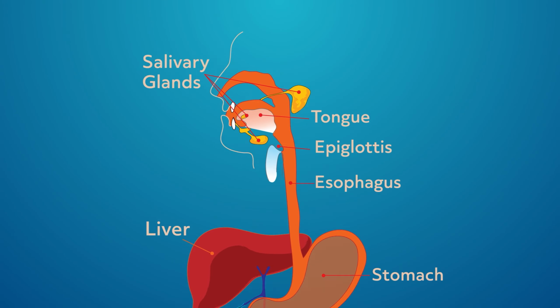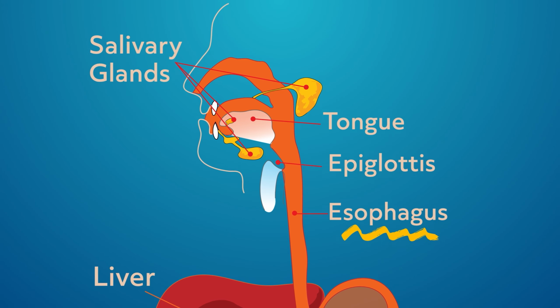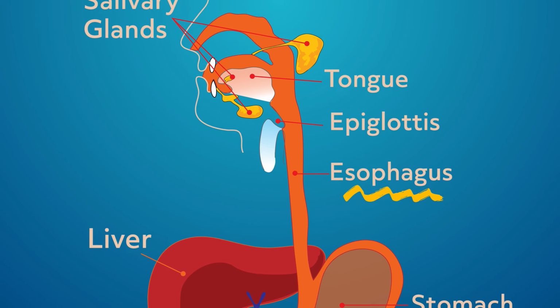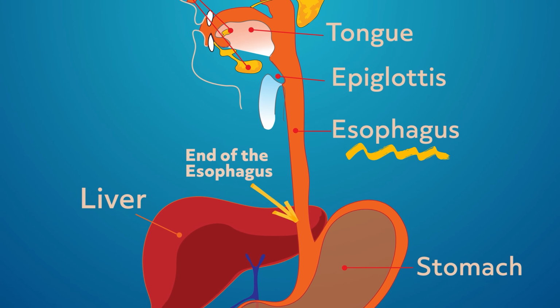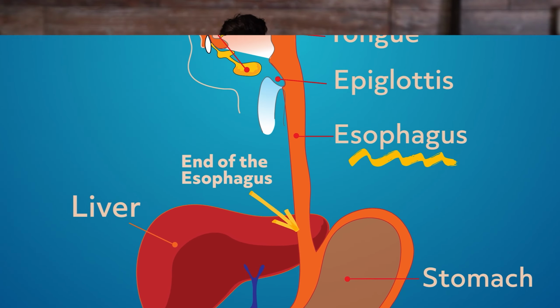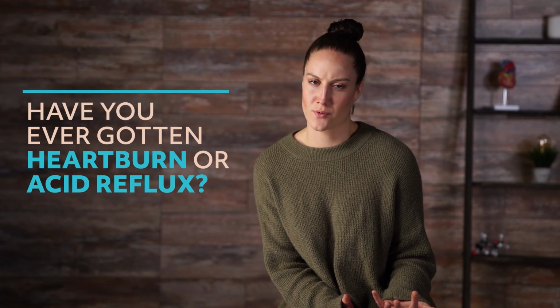After we swallow, the food passes through the esophagus, and at that point, peristalsis begins. When the food reaches the end of the esophagus, it passes through the lower esophageal sphincter and then into the stomach. Have you ever gotten heartburn or acid reflux? You see, the sphincter is supposed to stay closed so food doesn't go back up into the esophagus. When the sphincter relaxes at the wrong time and food backs up, well, you get that heartburn feeling.